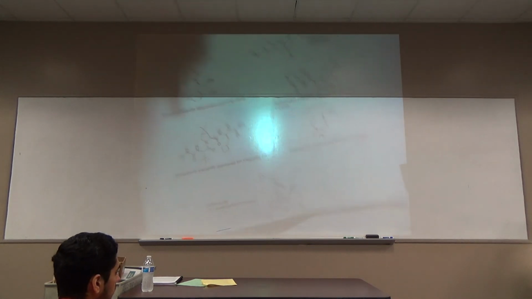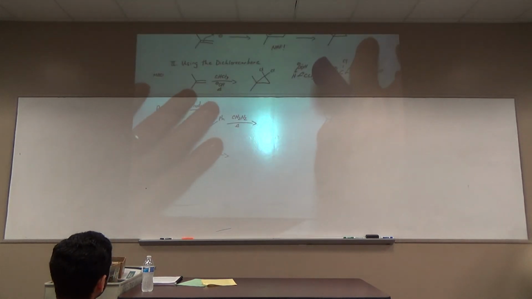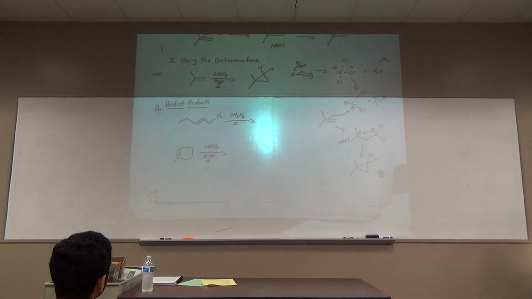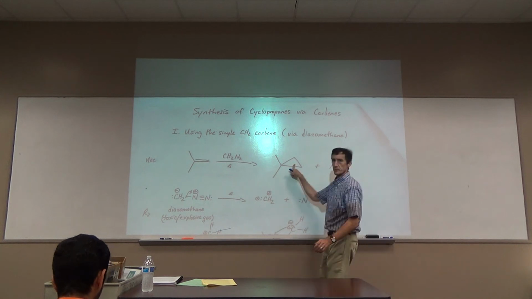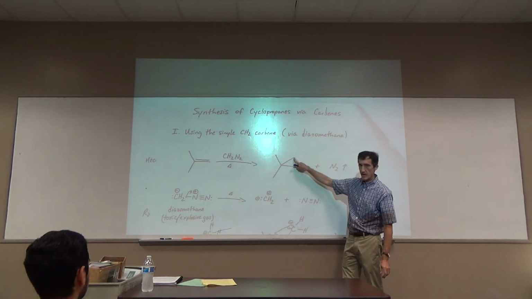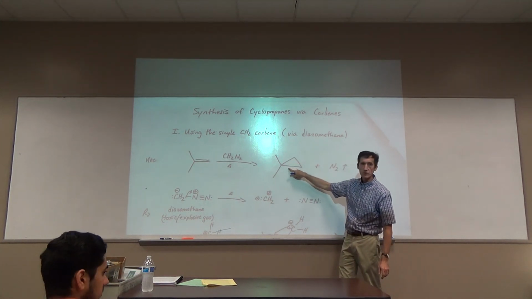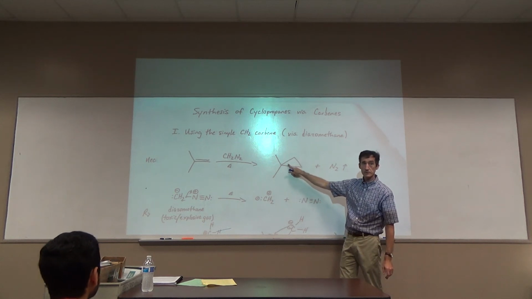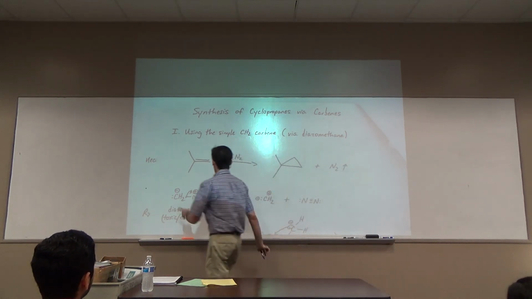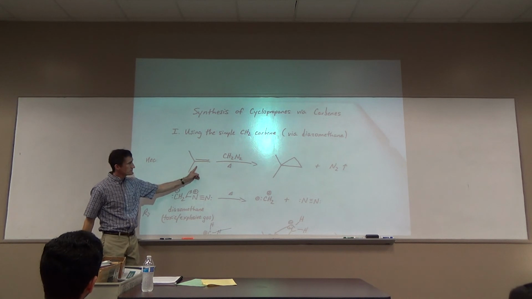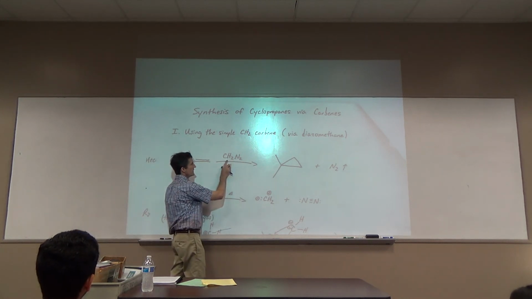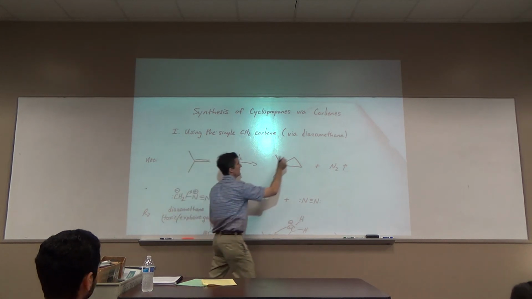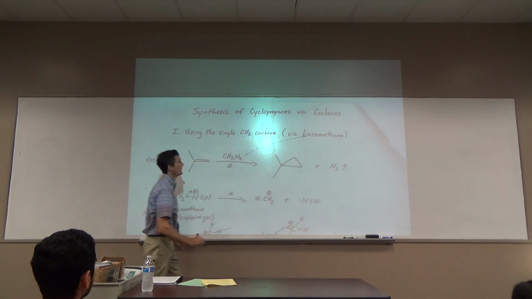Next reaction. We'll have to just introduce this. Next reaction is another three-membered ring. There's no oxygen. This is actually a cyclopropane, all carbons. You make these from alkenes, different reagents. In this case, we're using this here. It's called diazomethane. Okay?